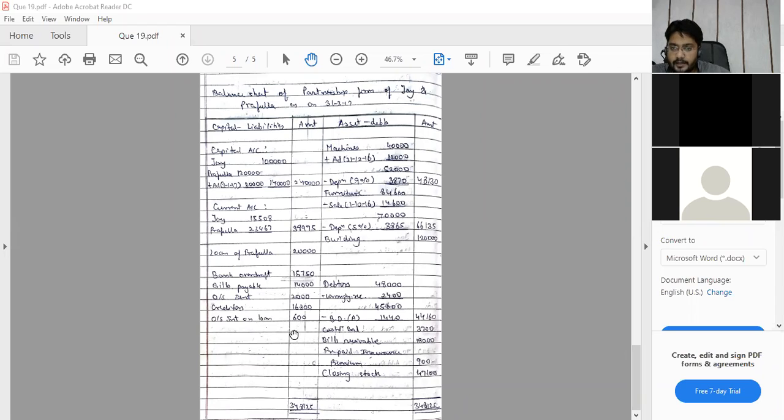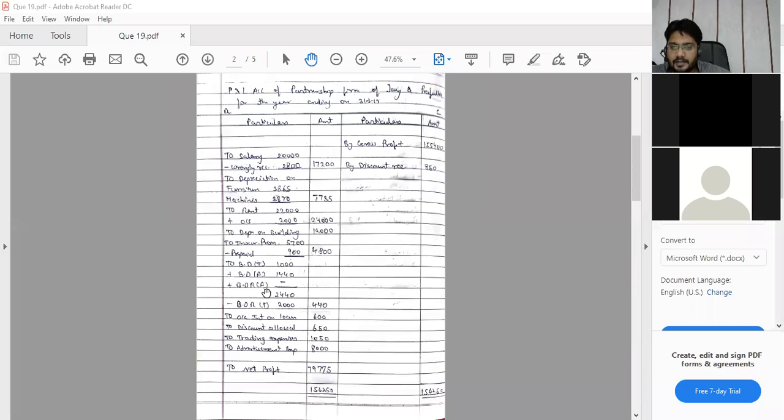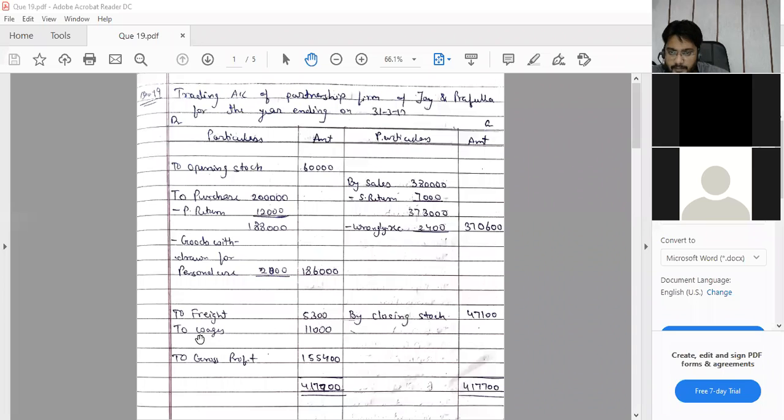So give the two effects of outstanding interest on loan. First effect on the liability side, outstanding interest on loan 600. Second effect, P&L debit side to outstanding interest on loan 600. So this hidden adjustment is over. Now wages is given. Come to the trading account debit side, right here to wages.